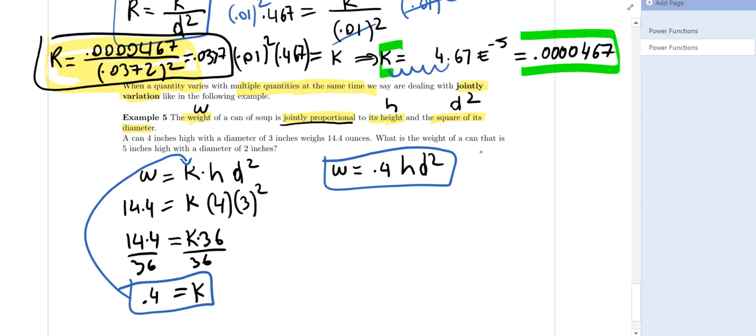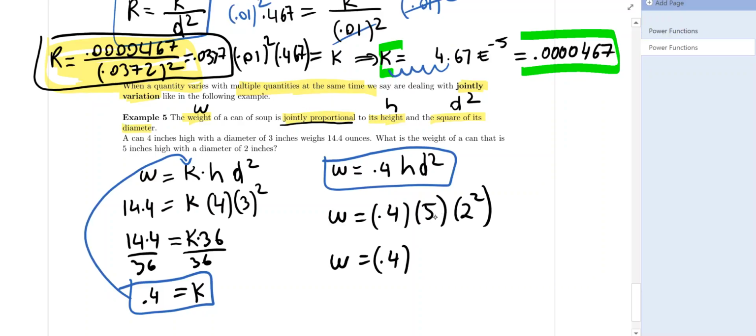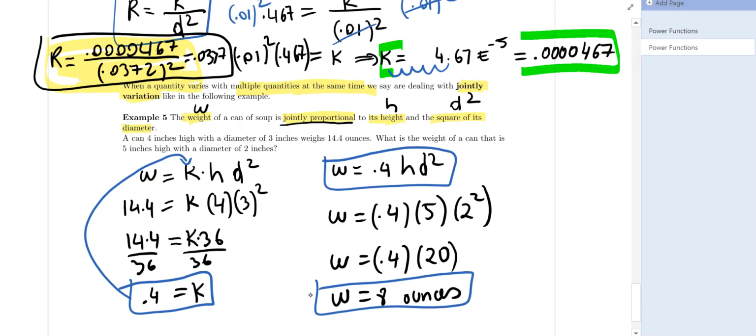So this is what I'm working with now to answer my question. So what is the weight of a can that is 5 inches high? So h becomes 5. So the weight, I'm solving for the weight, is 0.4 times the height, which is 5, times the diameter squared, which is 2 squared. So the weight will be 0.4 times 5 times 4, that's 20. So the weight will be, this is like 0.4 times 2, that's 8. So 8 ounces. Okay, so this is how we answer the question.